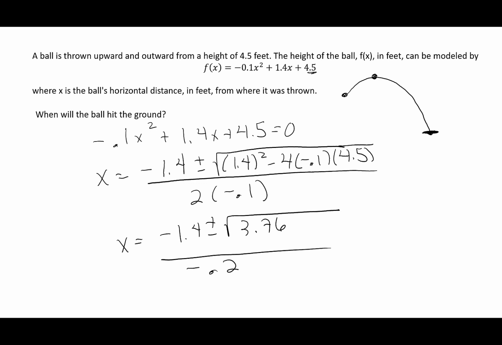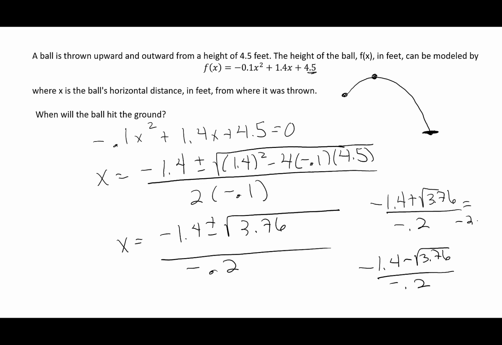So I'm going to do this twice. I'm going to do negative 1.4 plus the square root of 3.76 over negative 0.2, and I'll do negative 1.4 minus the square root of 3.76 over negative 0.2. The first one gives me negative 2 point, let's call it 7, and I'm just going to say it can't be that answer. I can't have time that's negative, it would have to be positive, so we get to throw that one away. Then I do negative 1.4 minus the square root of 3.76 divided by negative 0.2. That gives me a positive, I'm going to call it 16.7.